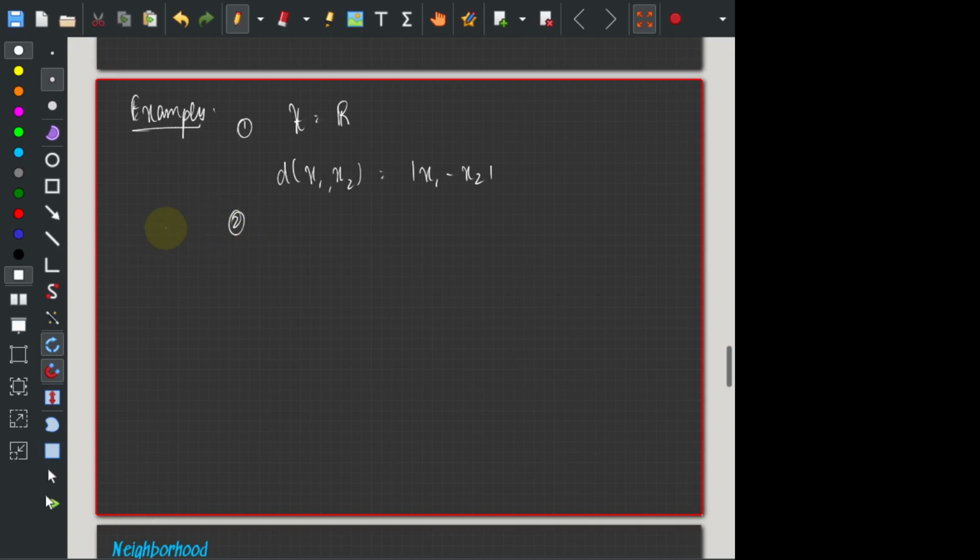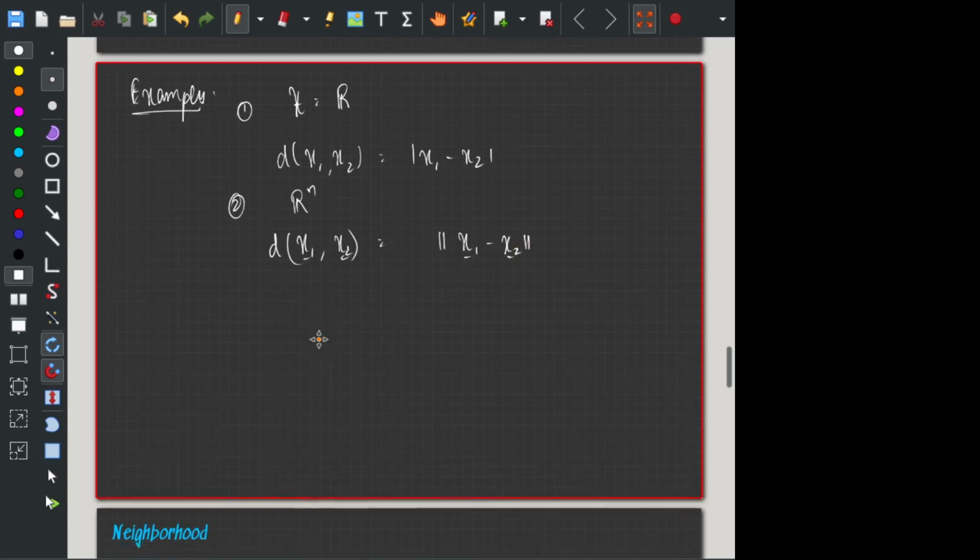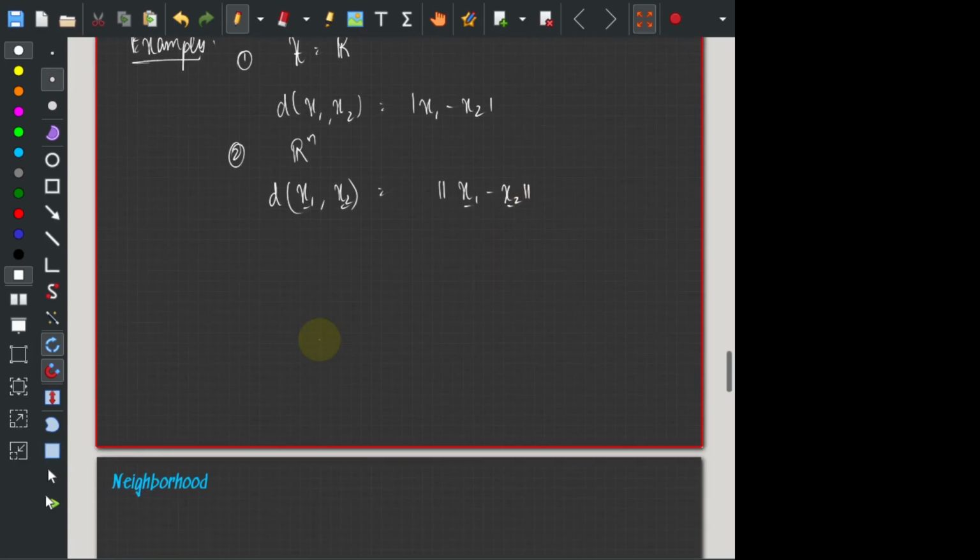Yeah. Any norm. Well, not the norm itself, but the norm of the difference between two vectors. Right? So you take say R^n, any x1 comma x2, so d of x1, x2 is basically the norm of x1 minus x2. It could be the 2 norm, it could be any general p norm.